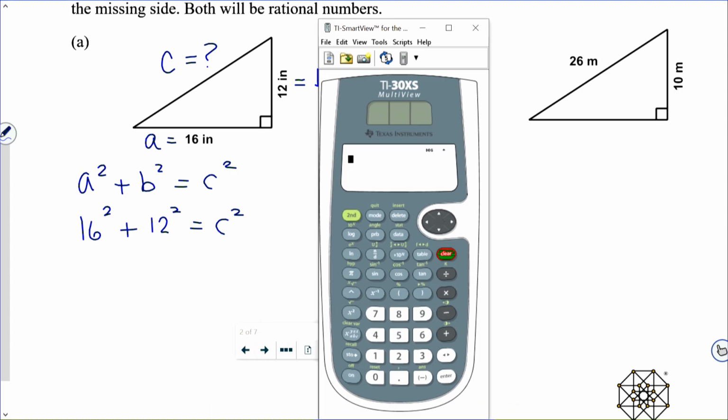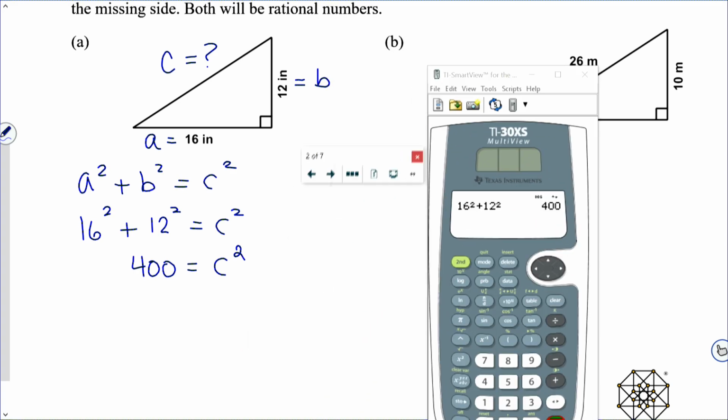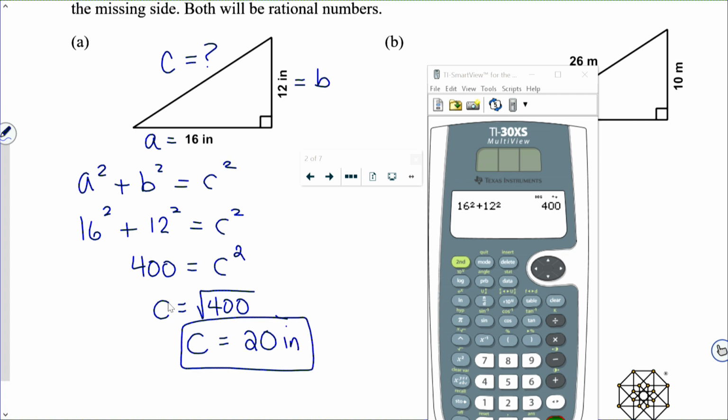Now, we talked about this a little bit last time. You can actually put that 16 squared plus 12 squared into your calculator just like that, and it will do all of that summing for you. You'll get C squared equals 400, and then in order to get the value of C, we need to take the square root of 400, which thankfully I can do in my head, and that's just going to be 20 inches.